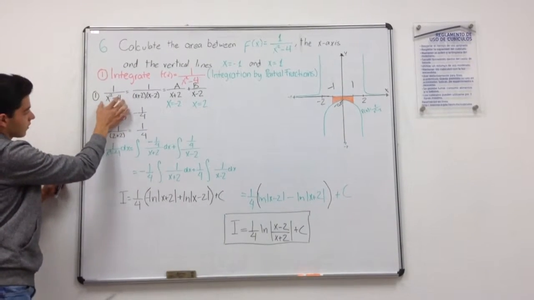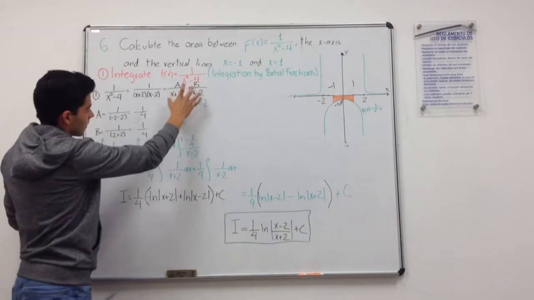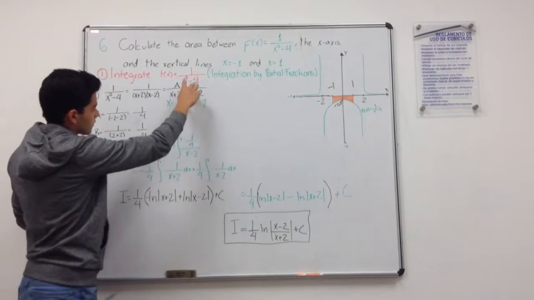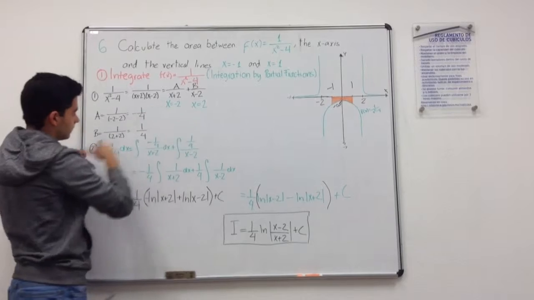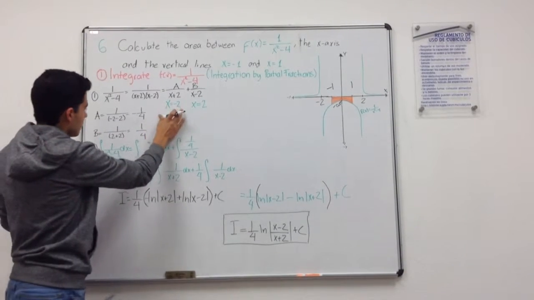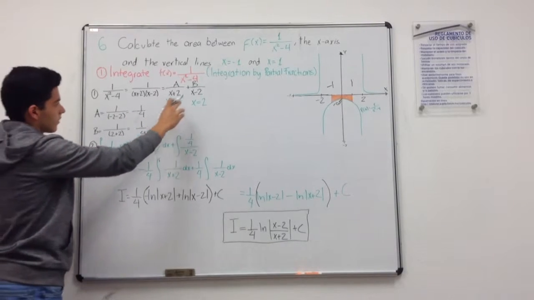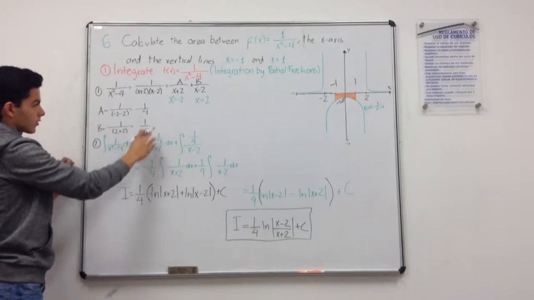We have to factorize the denominator of the original function, and later we get a pair of functions. It will be A over x plus 2 plus B over x minus 2. We have to find A and B, so we find A, which is minus a quarter, and B, which is a quarter.